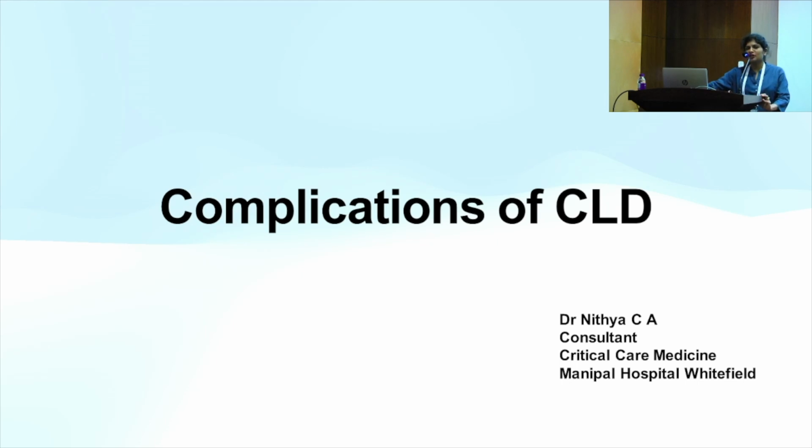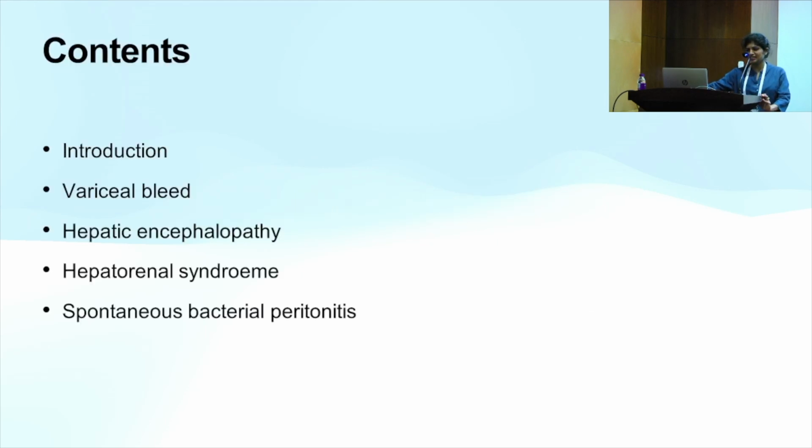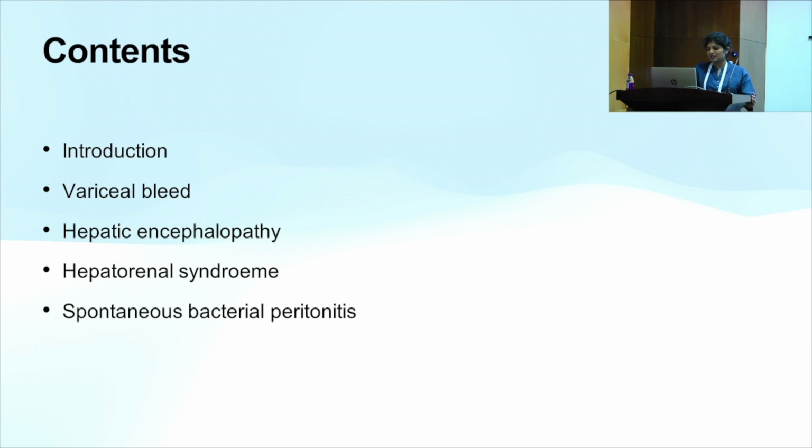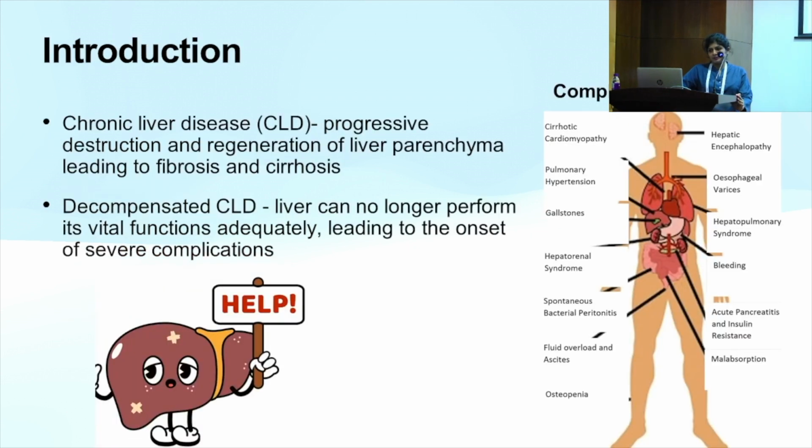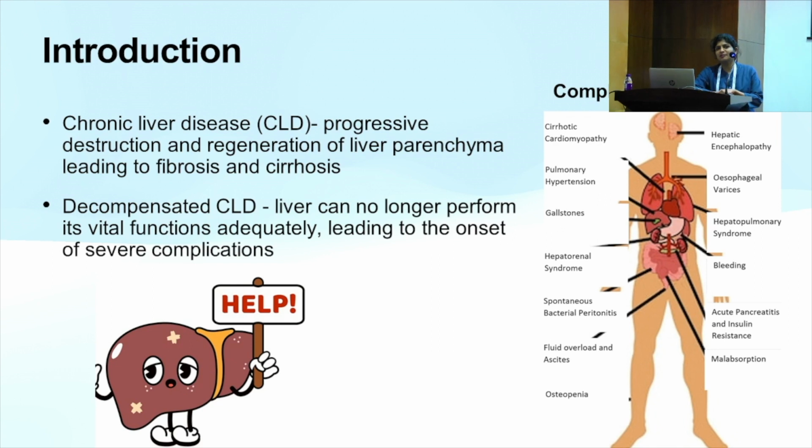I'll be talking about the complications of CLD. So this will be the content of my talk. So in chronic liver disease per se, there will be progressive destruction and regeneration of the liver parenchyma leading to cirrhosis. But what we are worried about in our ICUs will be patients with decompensated liver disease, where the liver does not function adequately. So there are multiple complications of CLD.